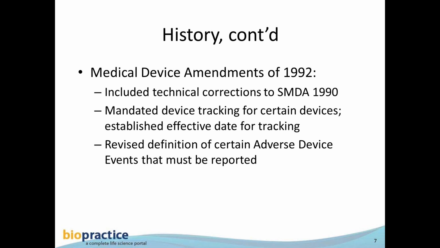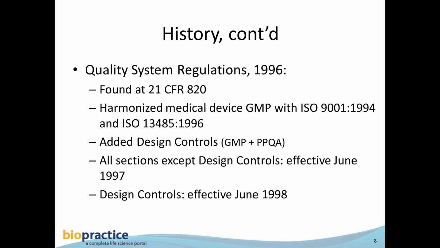Then there were the medical device amendments in 1992 that had to do mostly with tracking for certain devices and revising the definition of certain adverse device events that must be reported. The next major piece of legislation was not a law, but it was the Quality System Regulation in 1996, promulgated under FDA's authority to define good manufacturing practices for medical devices. It essentially harmonized the medical device GMP with what were then the ISO 9001 and ISO 13485 standards in effect at that point in time.